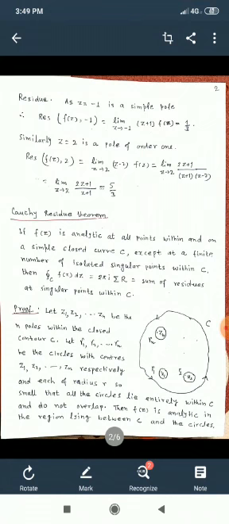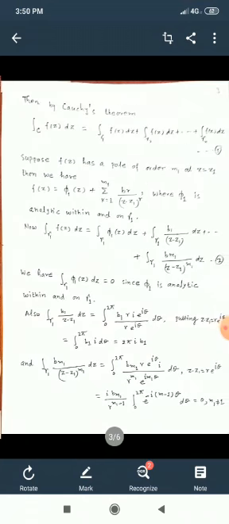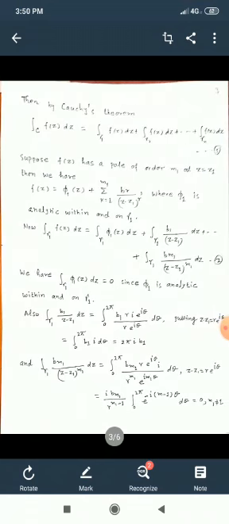Then by Cauchy's theorem, integral over C of f(z) dz is equal to integral over gamma 1 of f(z) dz plus integral over gamma 2 of f(z) dz plus ... plus integral over gamma n of f(z) dz. This is equation number 1. So this is Cauchy's theorem for a multiply connected region. Here one region is bounded by C, and inside C there are n different regions, represented by the circles gamma 1, gamma 2, gamma n.